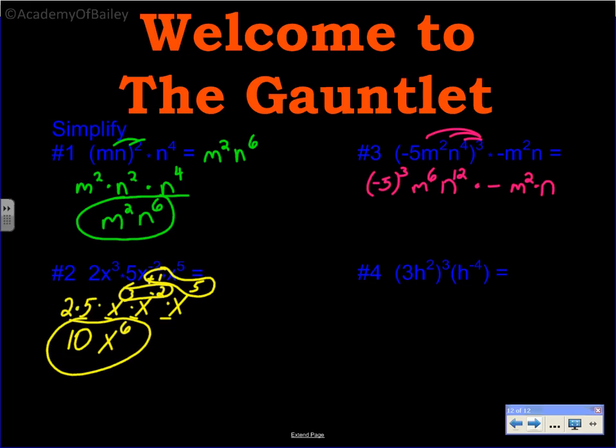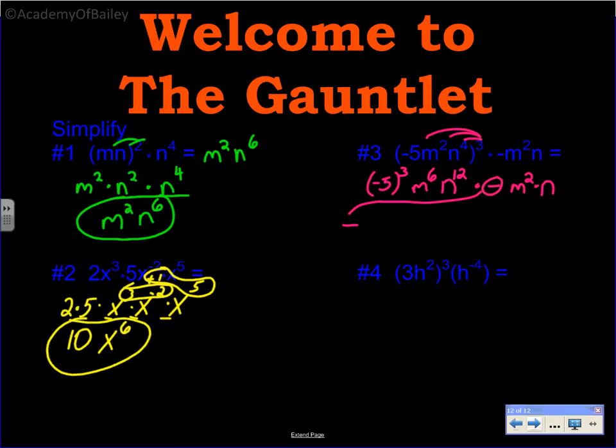Now, if we look, this negative sign, I want to deal with this negative sign. The negative sign is not with m. The negative sign is outside of m. So we're going to take that negative sign, and it gets moved first. It does get moved first.